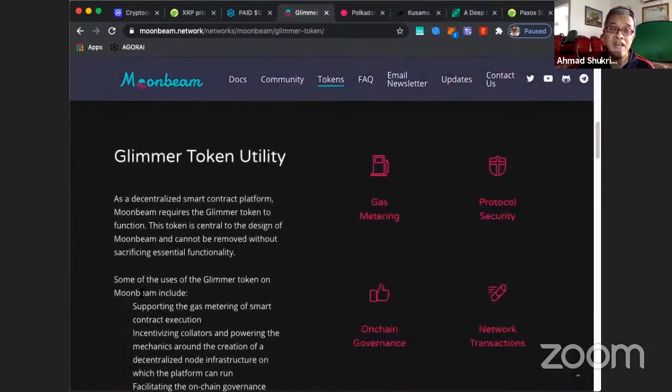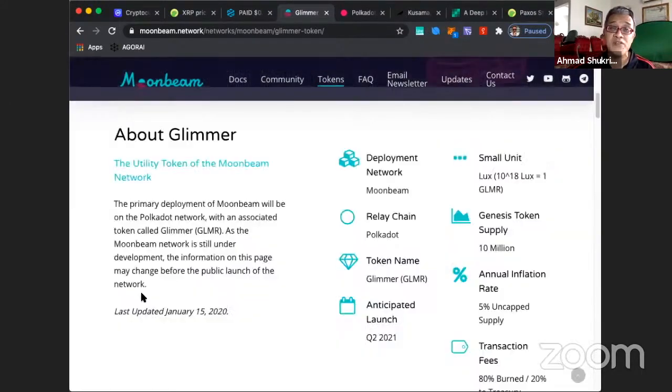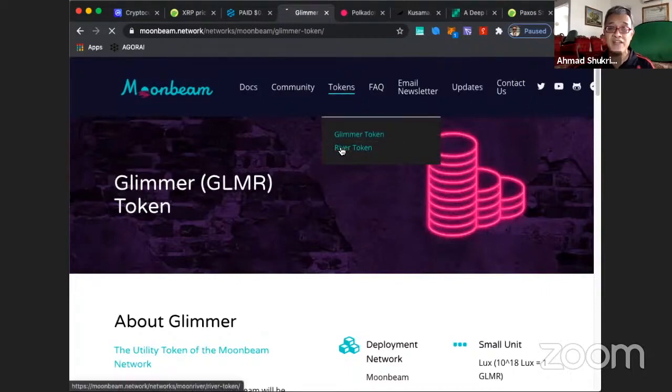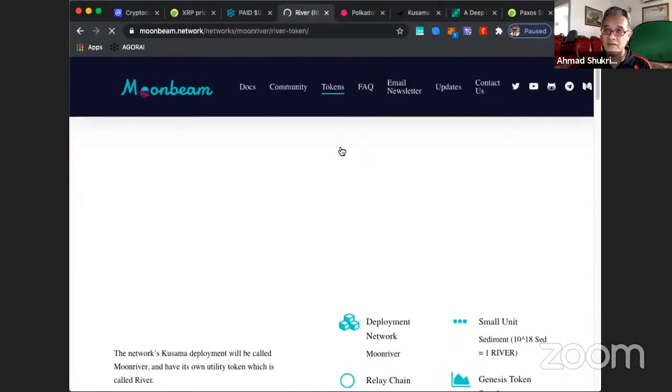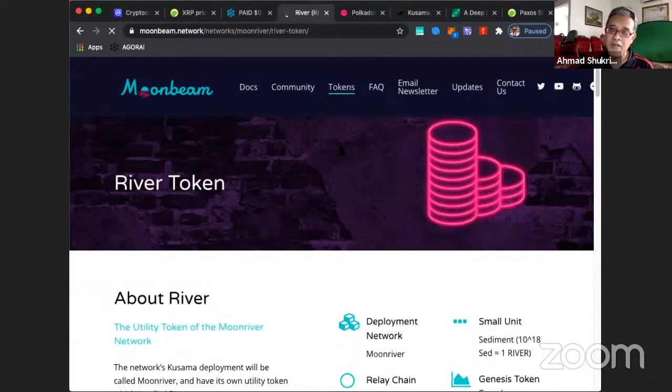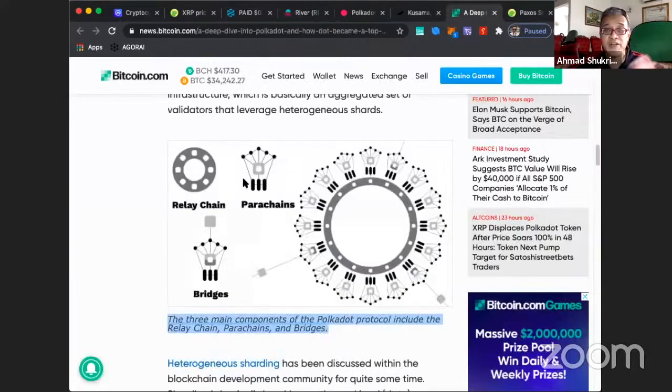And now there is another token. There's another one called River. And then there's the River token. You say, why do they have two? Because they are very clever. Because the design of Polkadot is very unique. Let me show you the design first, and then let me show you what is going on here.